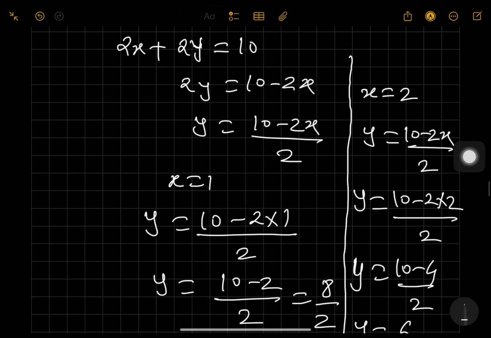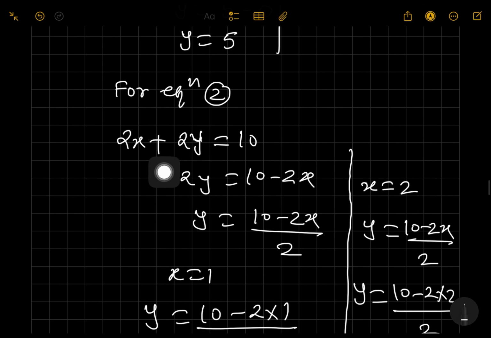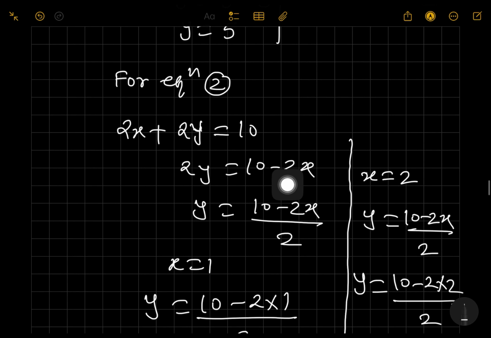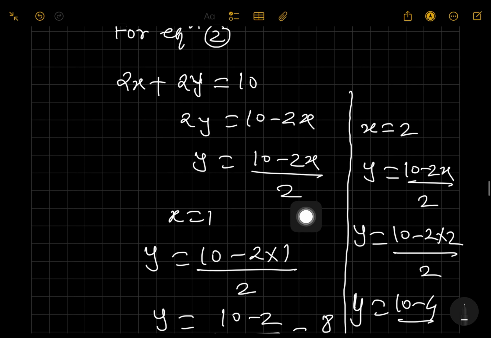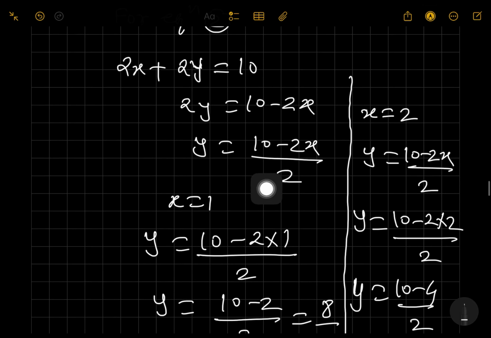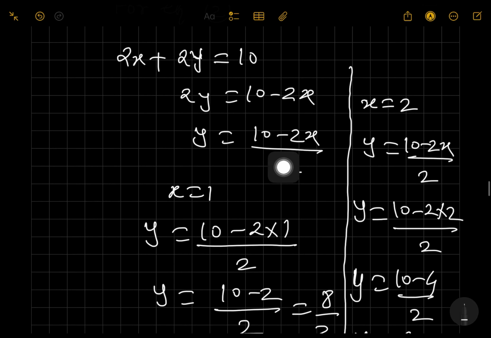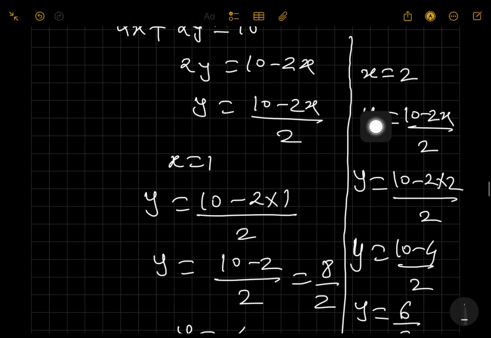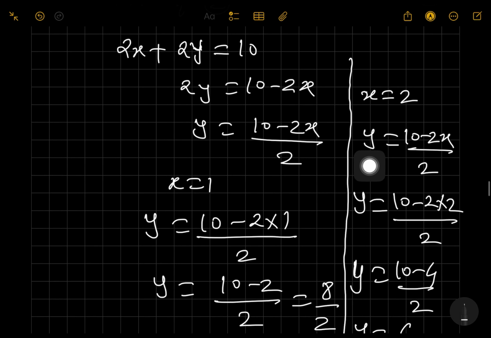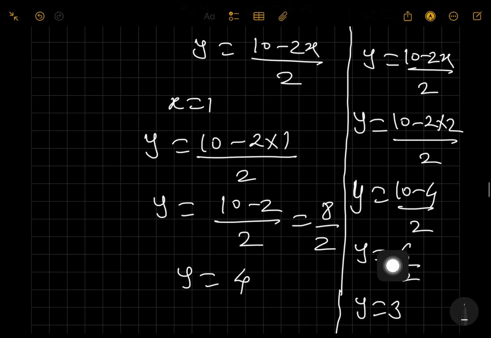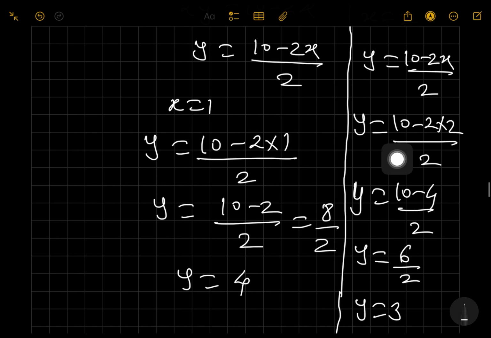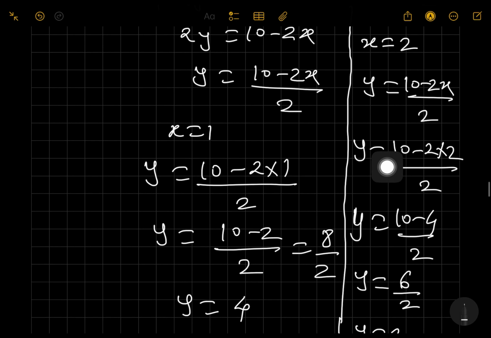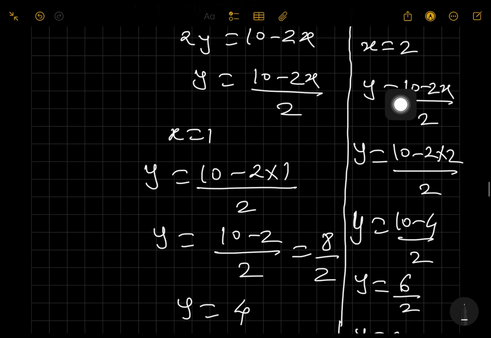Now see equation 2, 2x plus 2y equal to 10. So 2y equal to 10 minus 2x, and y equal to 10 minus 2x upon 2. Keeping x equal to 1, we get 10 minus 2, which is 8, upon 2, so y equal to 4. Then we take x equal to 2 for another value.